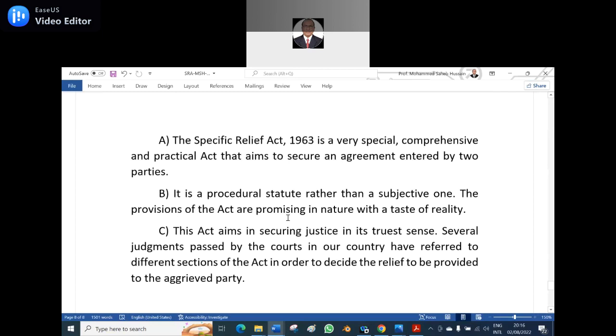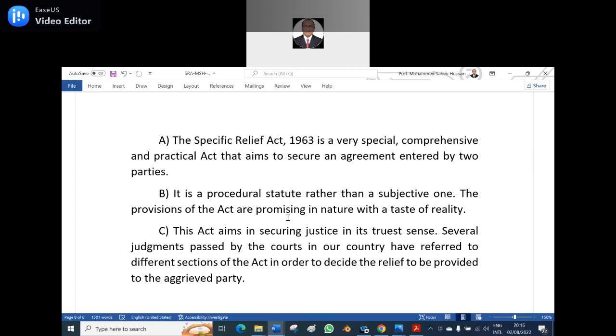Sir, it is very difficult to find it out, sir. But we have to read it because such a nature of question can also be asked. That's my point. The first is, the Specific Relief Act 1963 is a very special, yes definitely, comprehensive, yes, and practical act that aims to secure an agreement entered by the two parties.